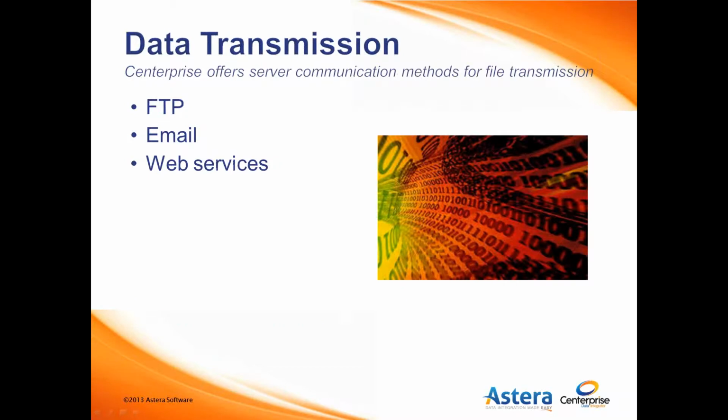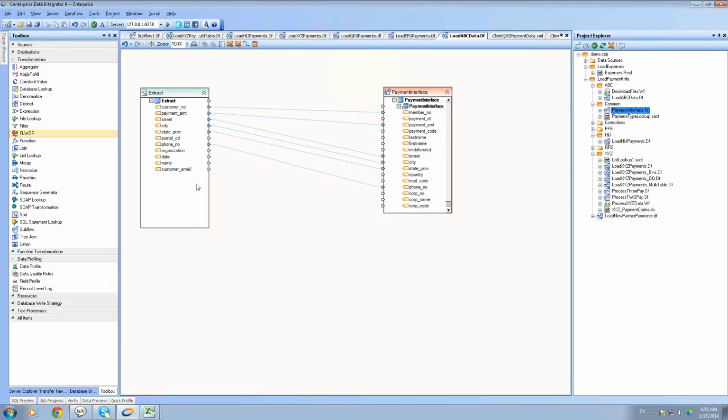So moving on. Data transmission. The important part is not only do you have to interact with the data once you get it, but you might have to pull the data from your vendor's, let's say, FTP site, or you might have to email them a response once you've received your file, and also you might have to connect to your various vendors' web services. So let's take a look at that in the product as well.